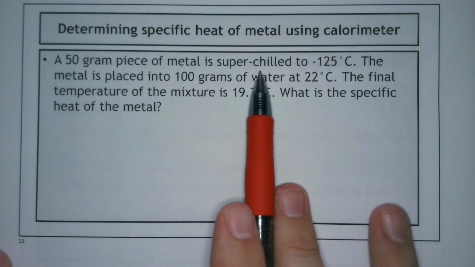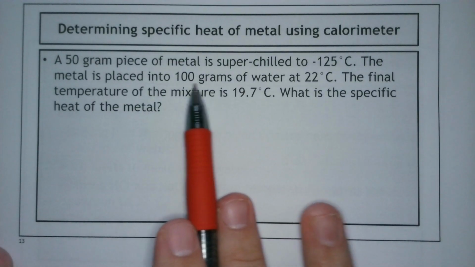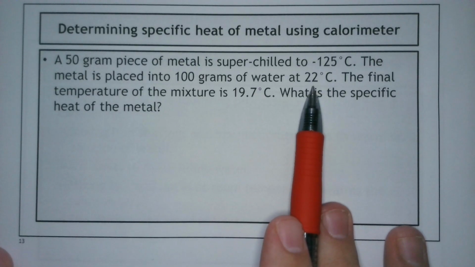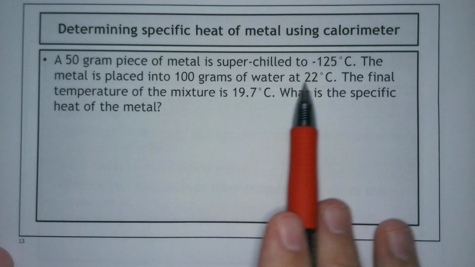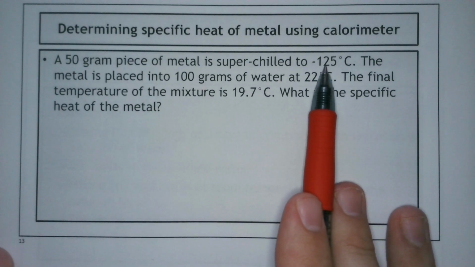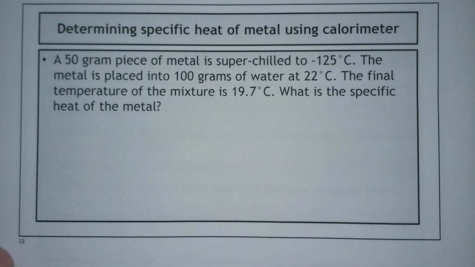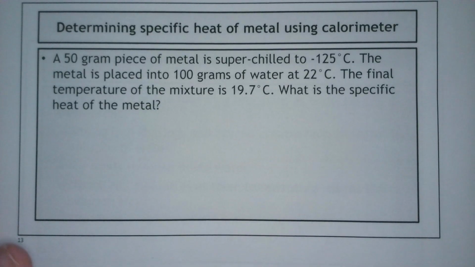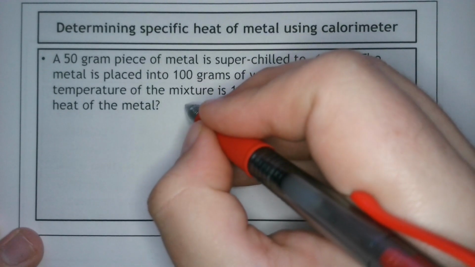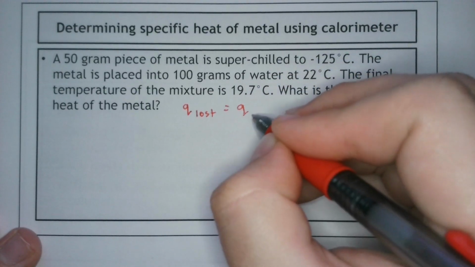A 50-gram piece of metal is super chilled. That's its initial temperature. The metal is placed into 100 grams of water at its initial temperature. The final temperature of the mixture is 19.7. So you see the water got cooler, and then the metal got way hotter, right? From -125 to 19.7. The specific heat of the metal is what we're looking for. So we should have all the information we need. Basically, we're using the idea that Q lost equals Q gained.